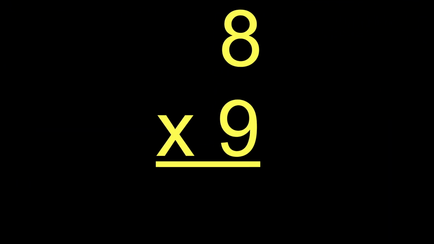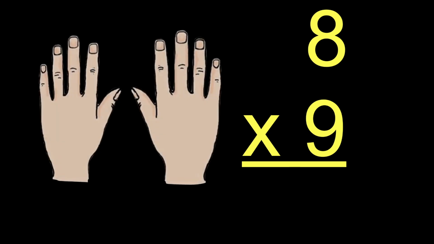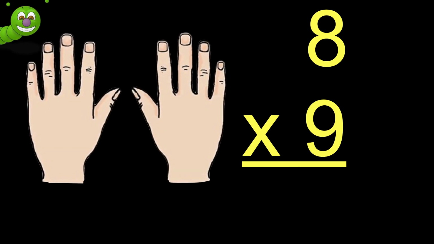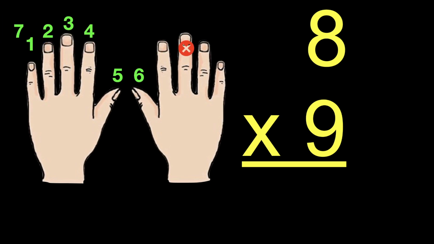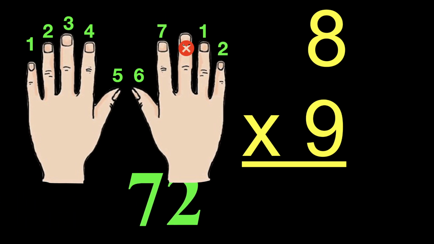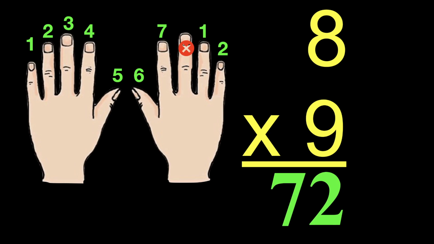8 times 9. So palms down. Count 8 from the left. Wally, yep, there he is. And count your fingers to the left, which I'm seeing 7, and 2 to the right. So 8 times 9 is 72, using our finger method.